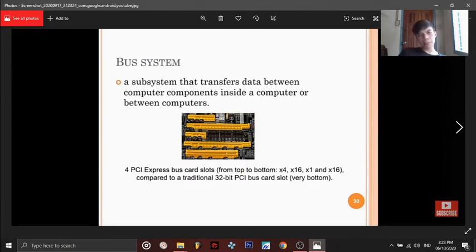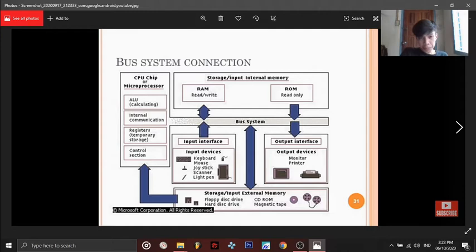The bus system. A bus system transfers data between components inside a computer or between computers. So these are the four PCI Express bus card slots from top to bottom, x4, x16, x1, x16, compared to the traditional 32-bit PCI bus card slot at the very bottom. So these are the connections of the bus system.